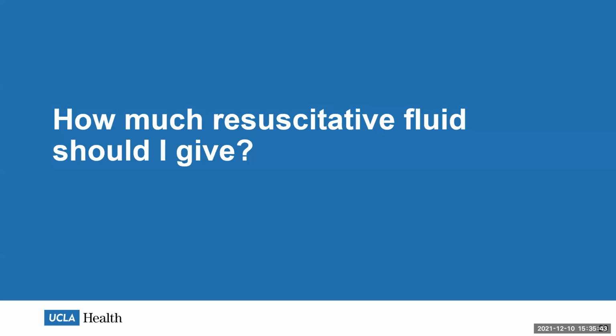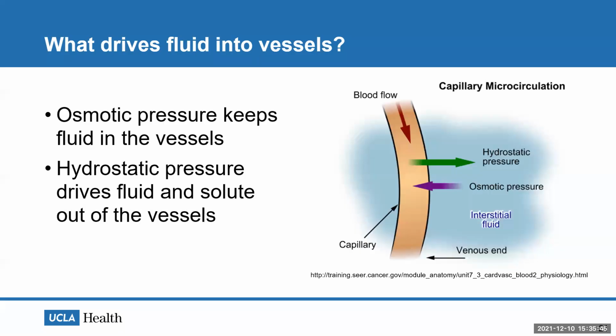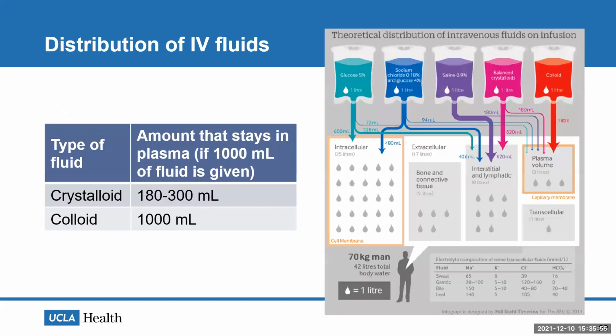Let's talk about how much fluid to give now. Well, you have to think about what drives fluid into vessels first. So osmotic pressure keeps fluid in the vessels, and hydrostatic pressure drives fluid and solute out of the vessels. So if you look at the distribution of IV fluids, a crystalloid like LR, Plasma-Lyte, normal saline, if you give a liter of that, only a quarter stays in the blood. It's pretty wild. Colloids like albumin, however, completely stay in the blood. So if you gave a liter of albumin, it all stays in the blood.